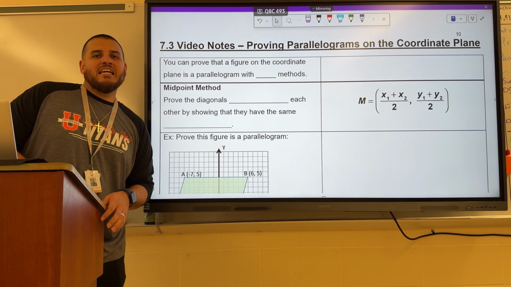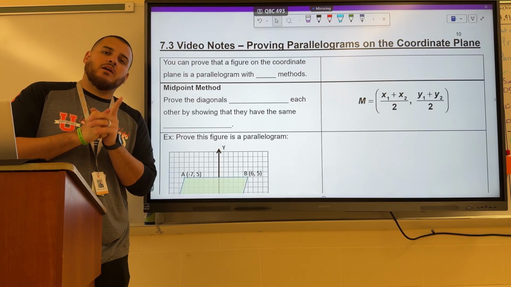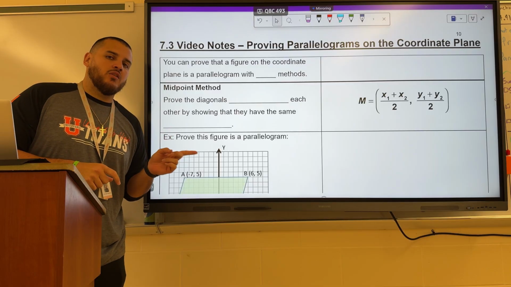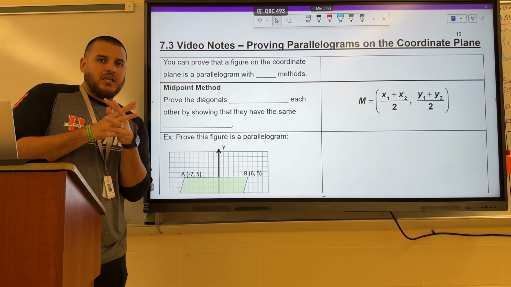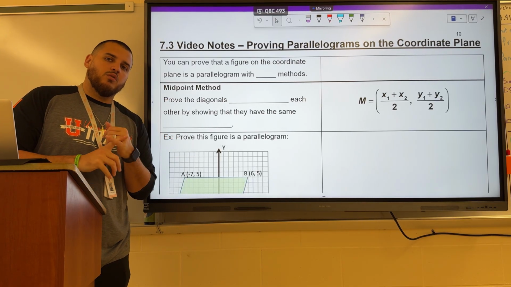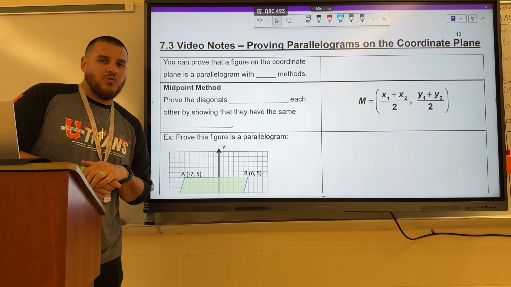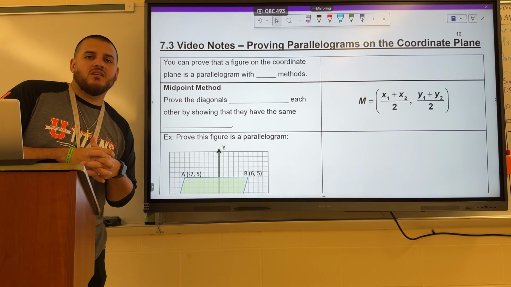A's geometry course. Today we're continuing section 7.3, using logic to prove that quadrilaterals are parallelograms. Today though, we're going to be doing this on the coordinate plane, which is a little bit of a tougher task. We can use the 5 pieces of logic that we've learned to prove that shapes are parallelograms when they're graphed on a coordinate plane. Let's get into it.